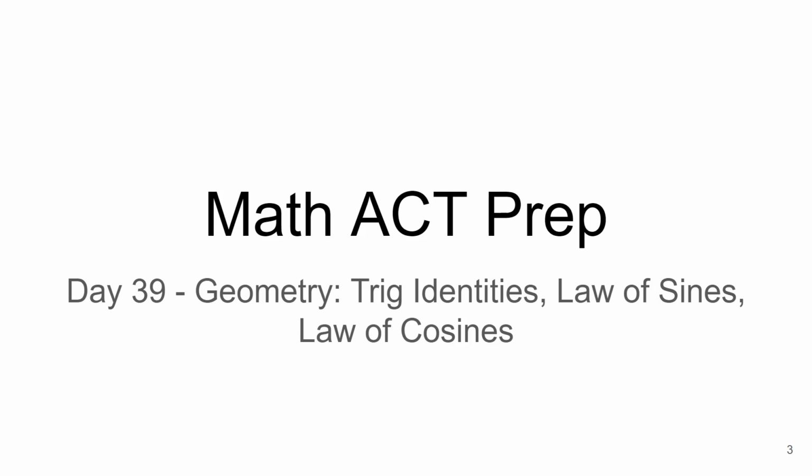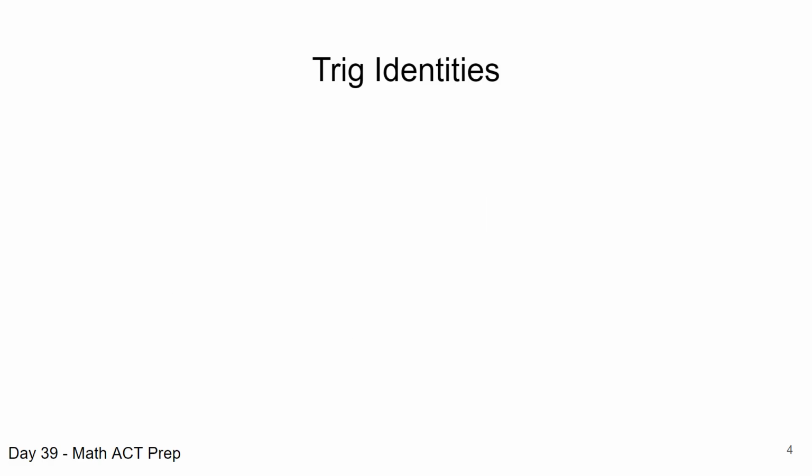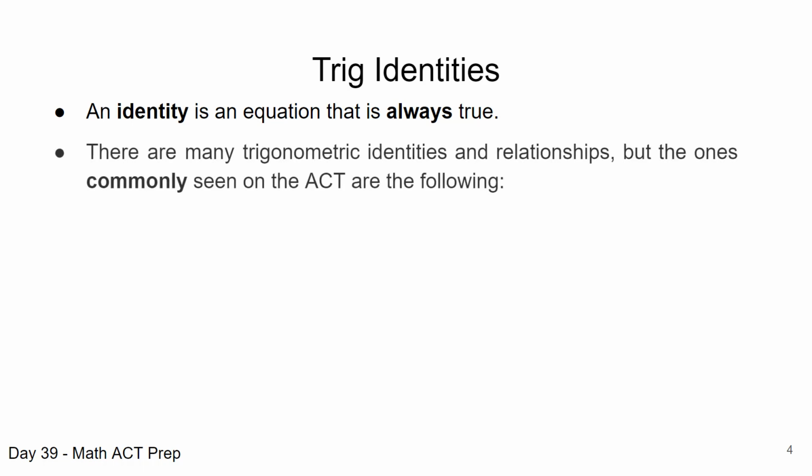In this video, we're talking about the ACT category of geometry, and we have the topics which are included here as trig identities, and then we're going to talk about the law of sines and the law of cosines and how you may see these on the ACT. Let's remember that an identity is an equation that is always true.